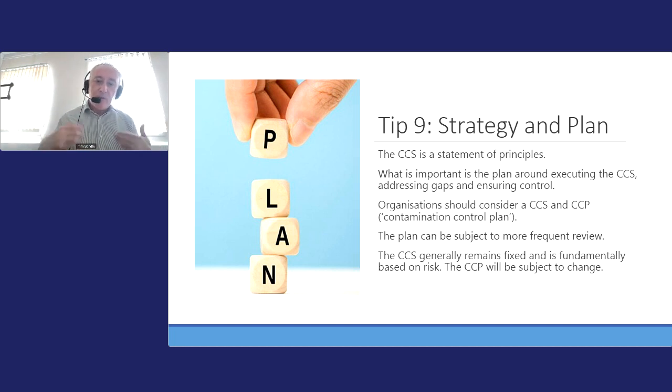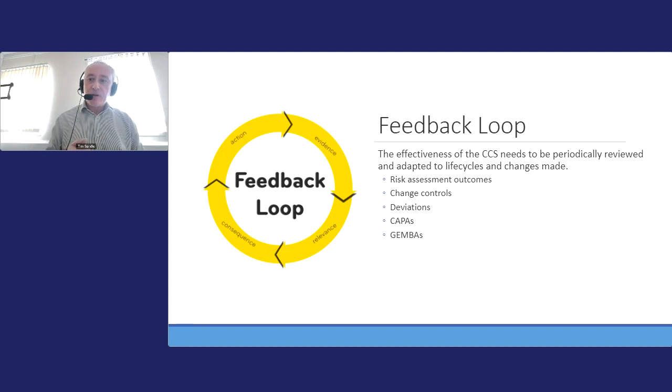And that concept of the feedback loop that I mentioned is learning from all the signals from within the quality system, allowing us to periodically review and learn from our contamination control approach. So, what are our risk assessments saying? What changes are taking place? What are our deviations signaling, and so on.